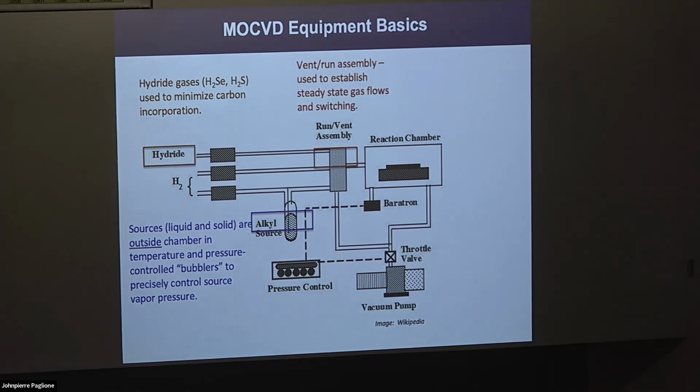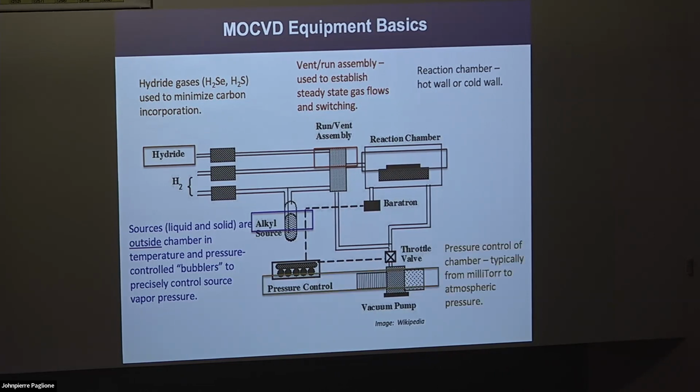The beauty about an MOCVD reactor is that you can inject a precursor in and out in a steady state fashion through these run vent assemblies. You can choose different reactor geometries. You can choose different chamber wall temperatures. You can have hot wall versus cold wall, which can control gas phase supersaturation.